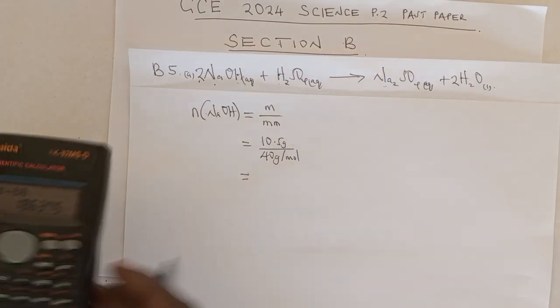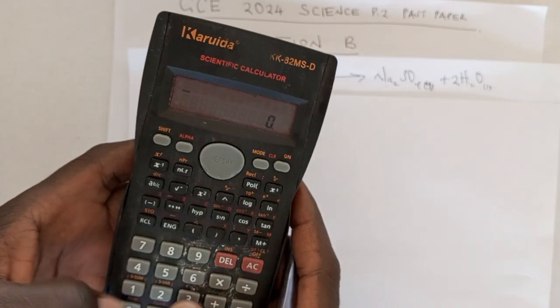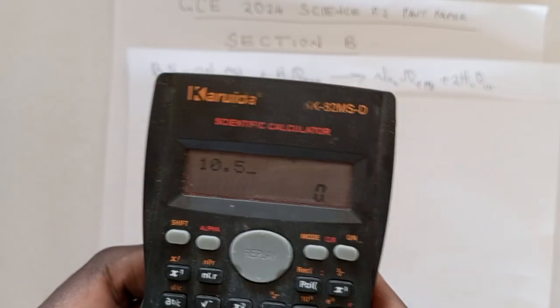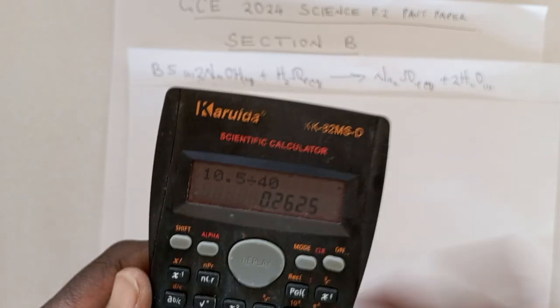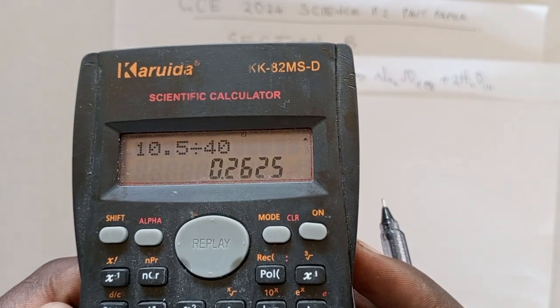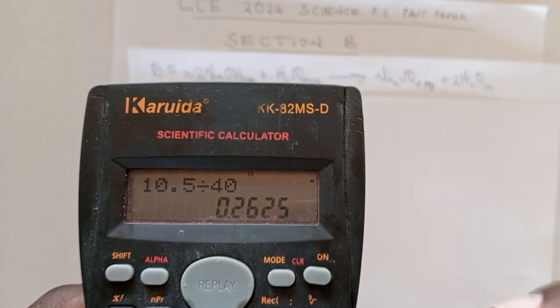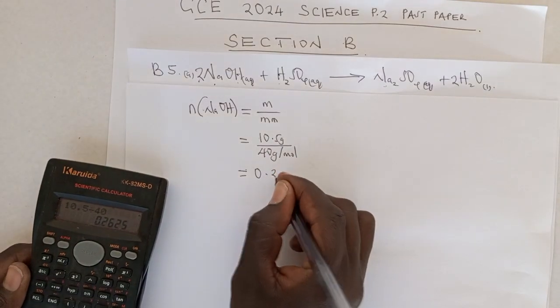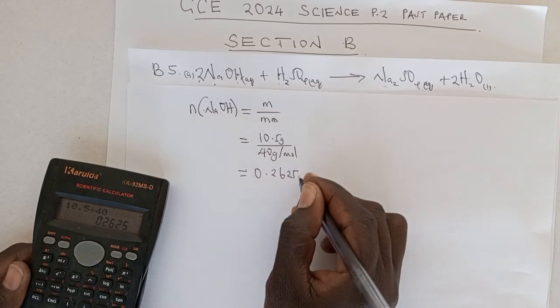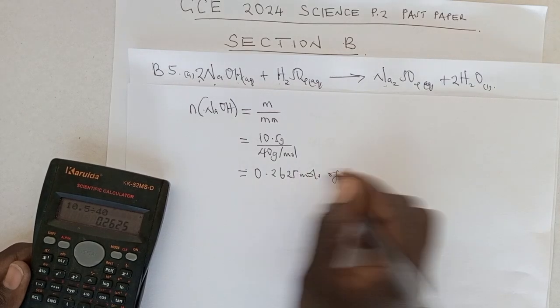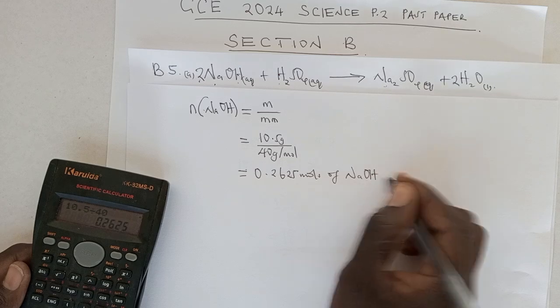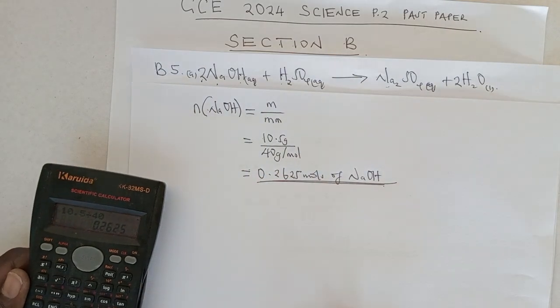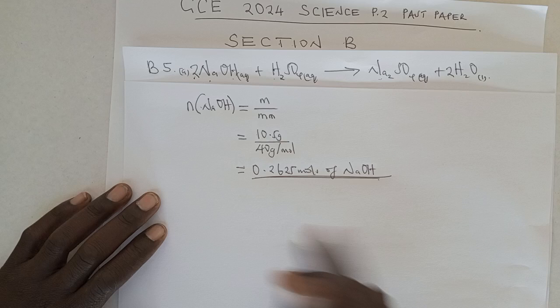So we are now going to do the math. 10.5 divided by 40 gives us, now look at this, 0.2625. Pick it the way it is, because this is not our final answer. We're going to use it somewhere to calculate the final answer. So you pick it the way it is if it terminates. So we're going to have 0.2625. What are these? Moles of sodium hydroxide.